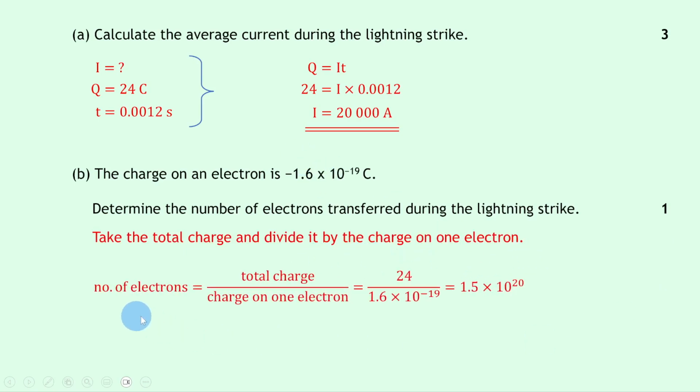So we could write the number of electrons is equal to the total charge divided by the charge on 1 electron, which is equal to the 24 coulombs we were told earlier in the question, divided by 1.6 times 10 to the minus 19. Notice I've only used the magnitude of this charge. I don't really care about the negative sign here. And if you put that into your calculator, you should get an answer of 1.5 times 10 to the 20. And notice how that's a very large number of electrons, a power of 20.